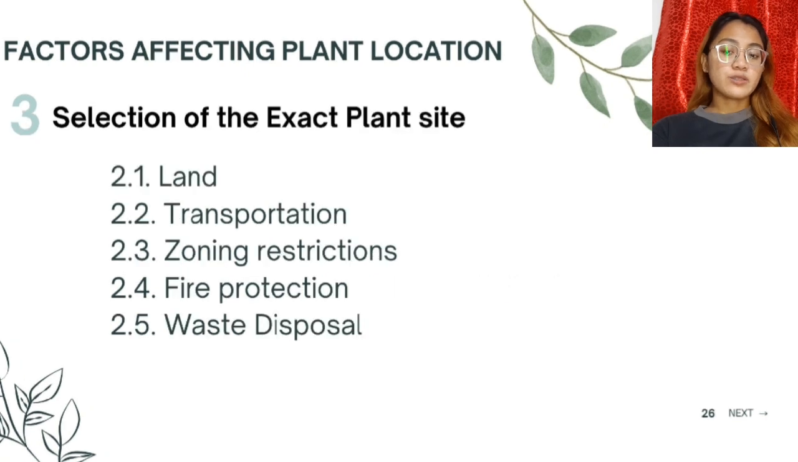The third factor is the selection of the exact plant site. So this will need to be considered. The first one is land. Second is the transportation. The third one is the zoning restrictions. And lastly, the waste disposal.